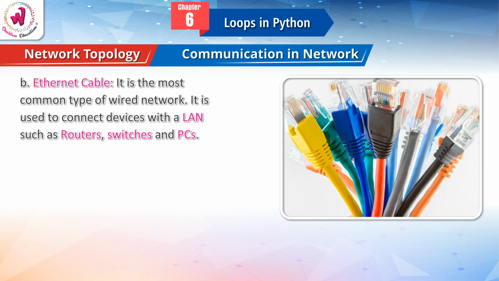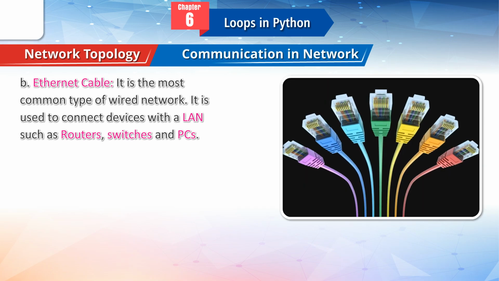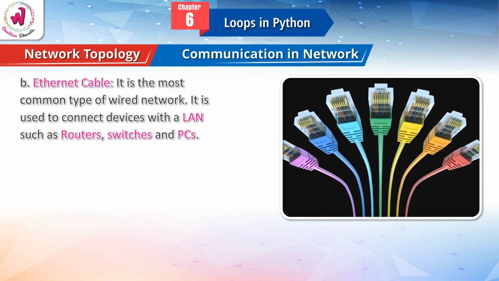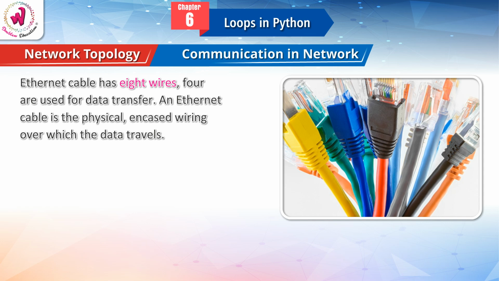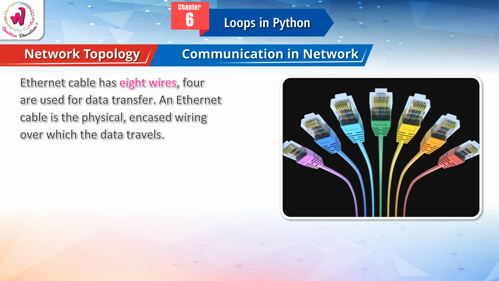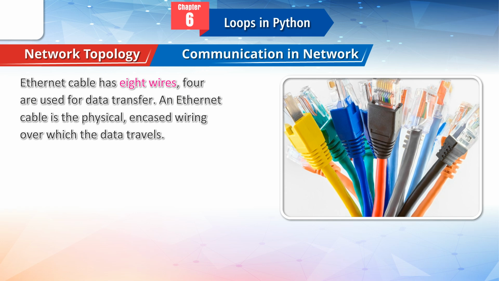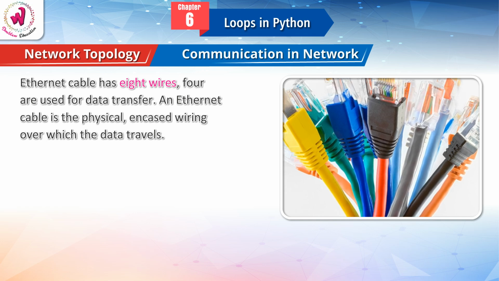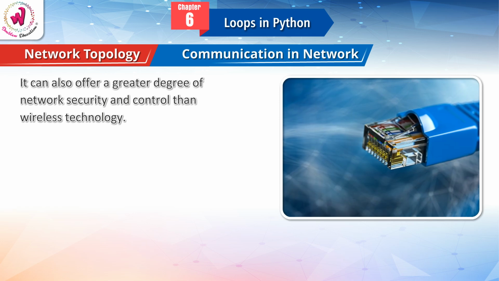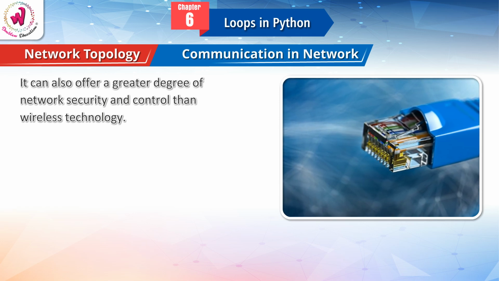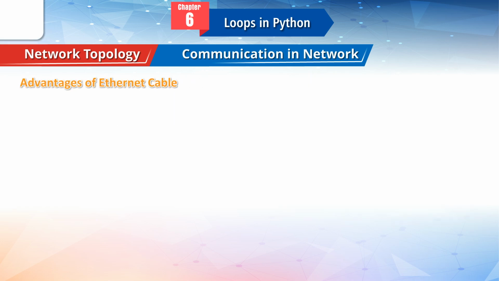B. Ethernet cable. It is the most common type of wired network. It is used to connect devices within a LAN such as routers, switches, and PCs. Ethernet cable has 8 wires. 4 are used for data transfer. An Ethernet cable is the physical encased wiring over which the data travels. It can also offer a greater degree of network security and control than wireless technology.